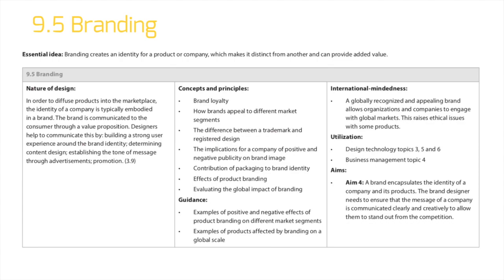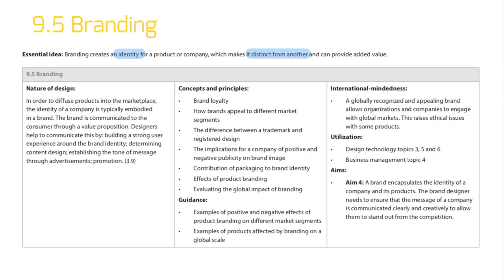So welcome to topic 9.5, which is branding, and this is the last topic that we will be covering in topic 9. The essential idea from the syllabus is that branding creates an identity for a certain product or company that makes it distinct from another and can also provide added value. So examples of identity are logos that are easily recognizable, such as the McDonald's golden arch or Apple's half-bitten apple logo. So these are elements that create that company's identity and help it distinguish itself from its competitors.